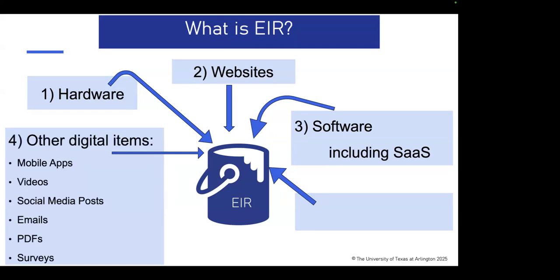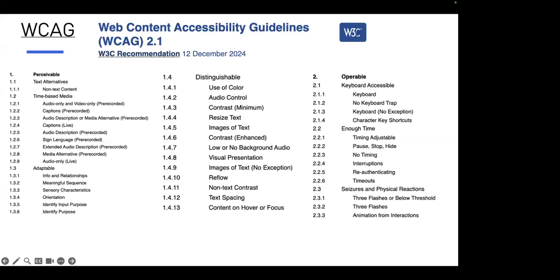The 4th bucket is kind of the miscellaneous bucket. Your videos, your social media posts, right? Your PDFs, all of your electronic documents and your surveys. And then the fifth bucket are vendor services. So any vendor service that touches any of those other buckets, that's EIR or ICT. And it is required to be accessible. So these are just things that we need to understand. We have common vocabulary when we are talking about our accessibility program.